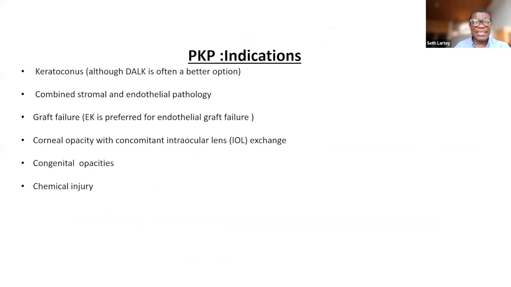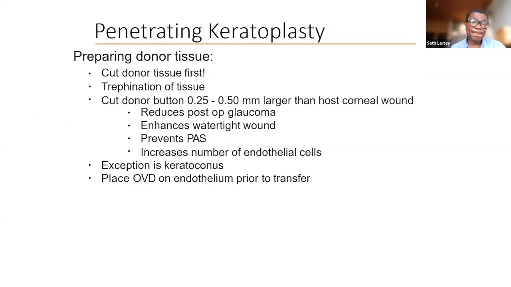The indications are mainly if you have pathologies involving the stroma and endothelium. But indeed, any kind of corneal pathology used to be done with PKPs with quite a good success rate. So if you have keratoconus, you do PKP, but of course you prefer DALK. In graft failures, endothelial keratoplasty is preferable, but you can still do PKP. And corneal opacities, congenital opacities, chemical burns, PKPs are good. Again, watch videos on PKPs.